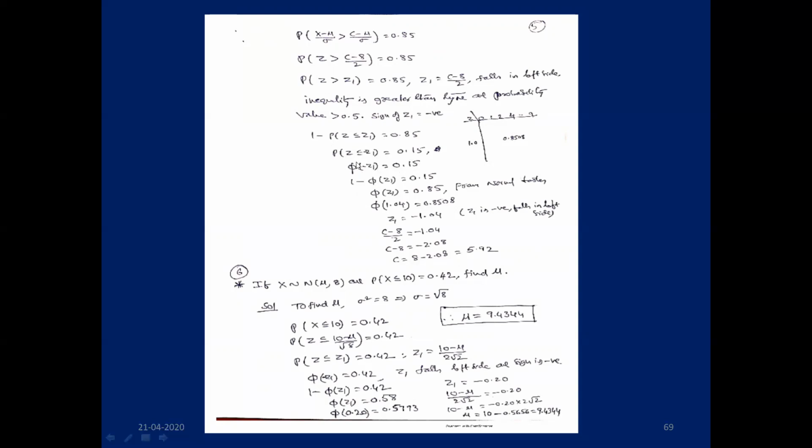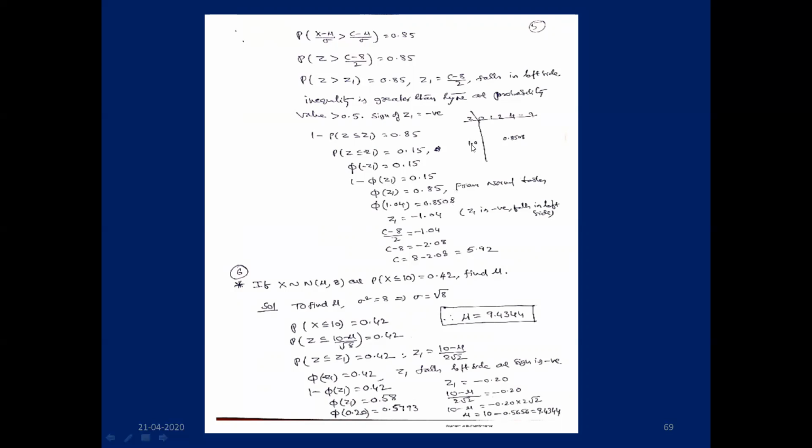This is a property: CDF of minus Z is equal to 1 minus phi of Z. So 1 minus phi of Z1 is equal to 0.15, and phi of Z1 is equal to 0.8485. With the help of the table, the very close probability value in the normal table is 0.8508.